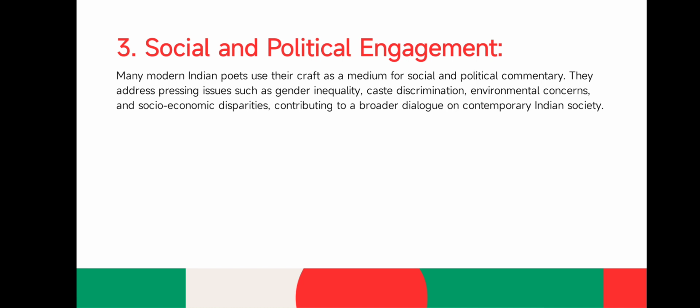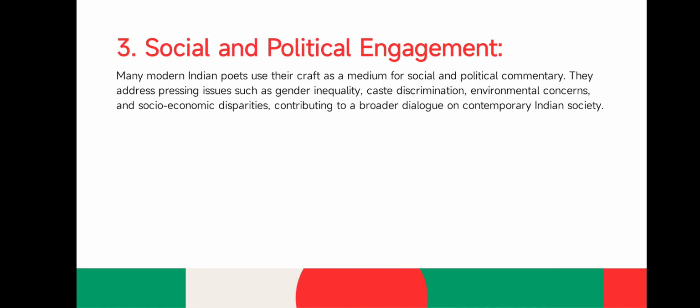But after the departure of the Britishers, after the independence of India, these Indian writers got a lot of freedom. There was no censorship now. They could write about whatever they wanted. So these writers started to highlight the social, political or economic issues of India through their poetry, novels, or any kind of literature for that matter. They started addressing pressing issues such as gender inequality, caste discrimination, environmental concerns, and socio-economic disparities, contributing to a broader dialogue on contemporary Indian society.